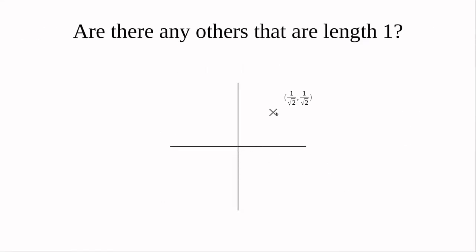We have this point here, 1 over root 2, 1 over root 2. But of course, because it's a square, the hypotenuse squared is x squared plus y squared, we can make one of them negative. And indeed, negative 1 over root 2, 1 over root 2 is another point.